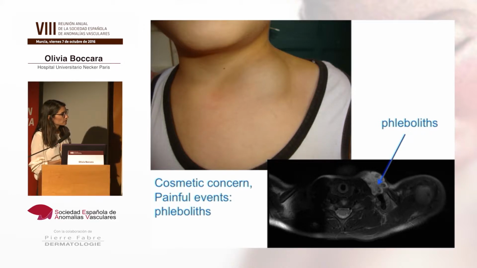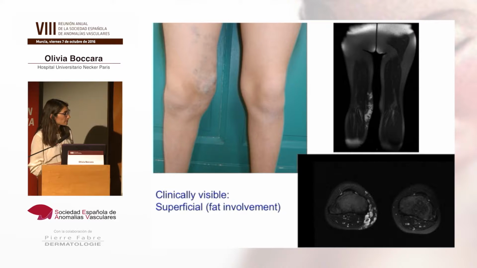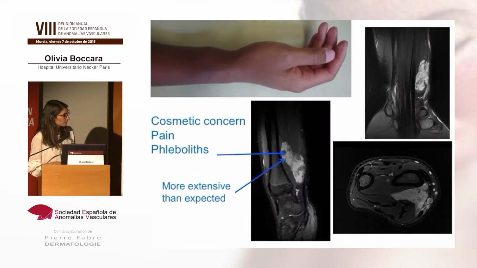More than the cosmetic concern, the venous malformation can be responsible for pain, as you may know, and pain is related usually to the presence of the very characteristic phleboliths within the lesion, as you can see here on the MRI. Sometimes the lesion can be very superficial. It is easy to make the diagnosis on the clinical feature, and you can see on the MRI that the lesion involves only the fat tissue, which is good news for the patient because it will be not so difficult to make surgery for this patient.